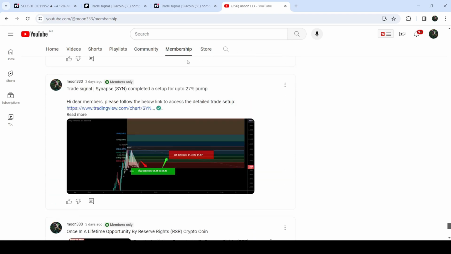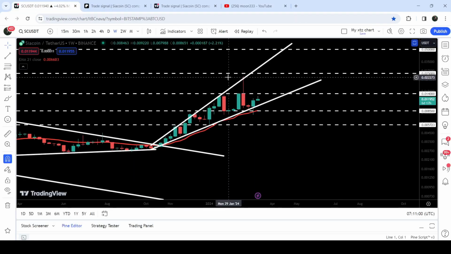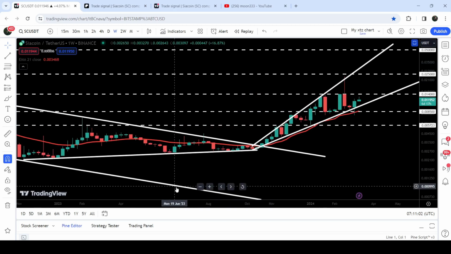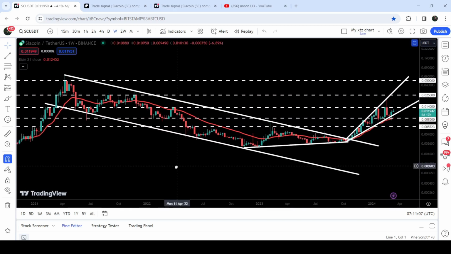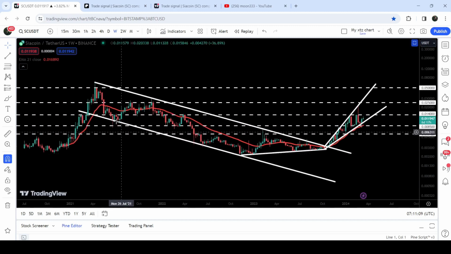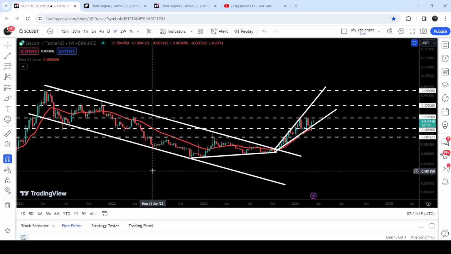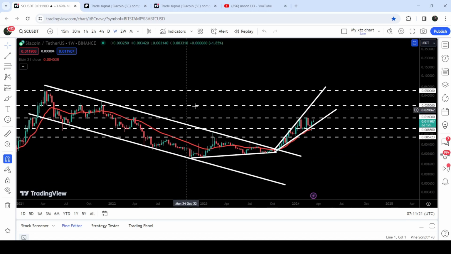Now let me take you to the live chart of Siacoin, and this is the weekly time frame chart. You can see that previously it was moving inside a quite long-term multi-year channel. We found the resistance here in the month of April 2021. Since then, it was not able to break out of the resistance of this channel. And after the month of November 2022, by the way, we found another uptrend line support. And this was the formation of a symmetrical triangle within this bigger down channel.